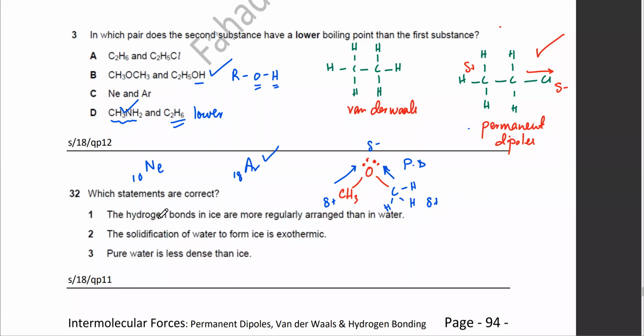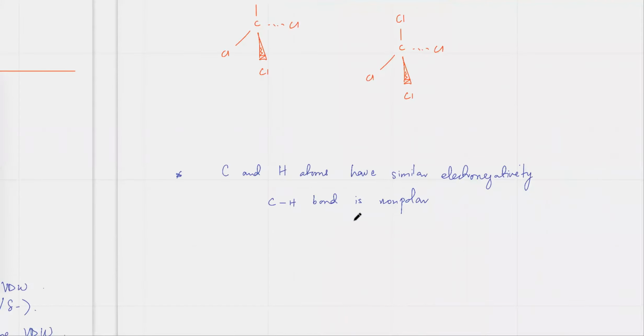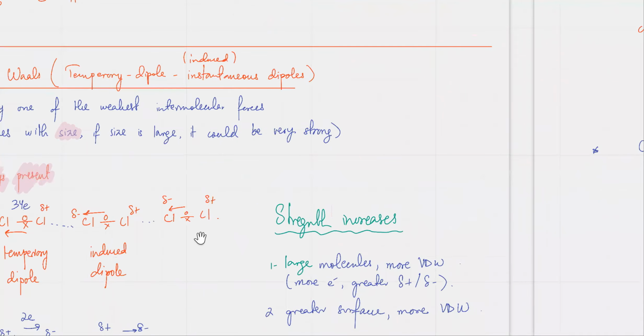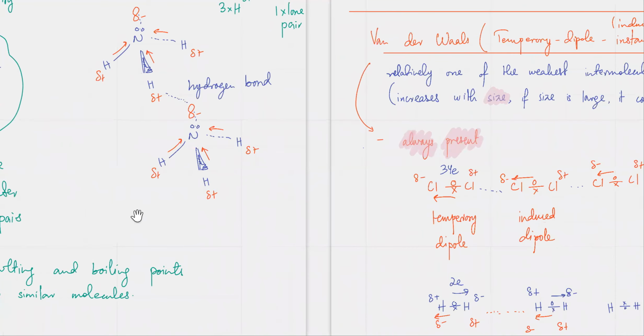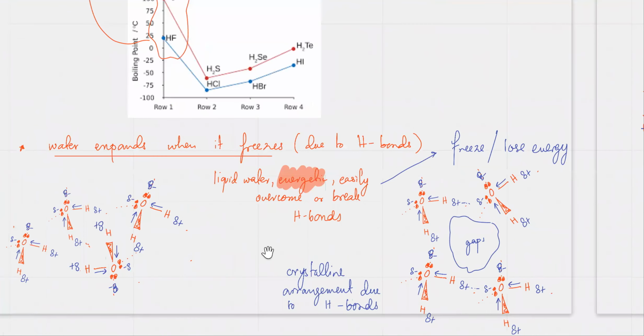Which statements are correct? The hydrogen bonds in ice are more regularly arranged than in water. So we did this when we were talking about hydrogen bonding. I told you how ice was formed. I think it was somewhere over here.